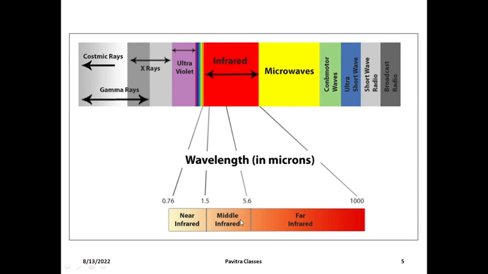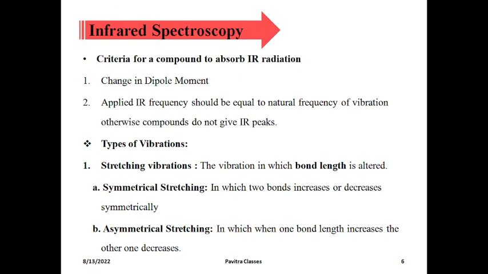So this mid IR range is used in pharmacy analysis, or pharmaceutical product analysis. Next is the criteria for a compound to absorb the IR radiation: a change in the dipole moment. Whenever the molecule has a dipole moment from the natural frequency of the vibration, once the IR frequency is applied to that molecule, a change in the dipole moment gives the IR peak.